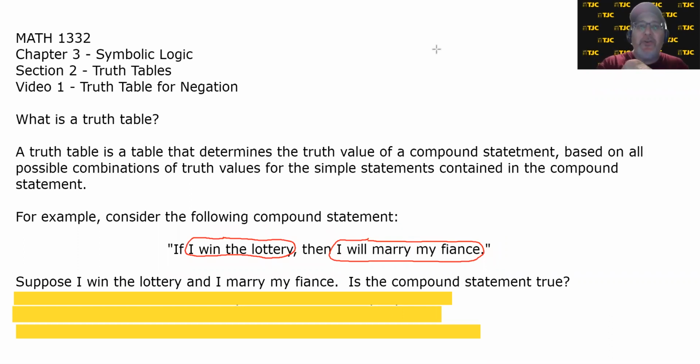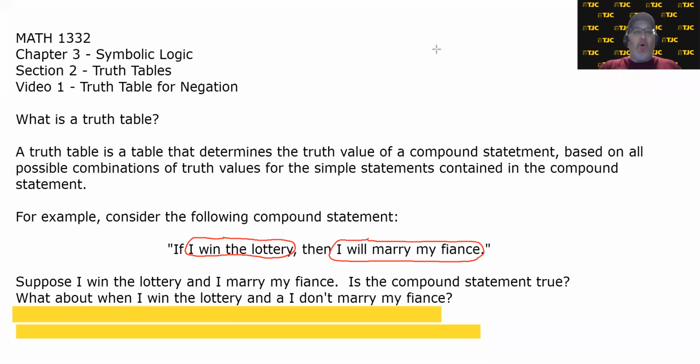But what if it's a different combination of truth values for the simple statements? For example, what about when I win the lottery, which means that the antecedent would be true, and I don't marry my fiance? I don't know why there's a stray A inside of that sentence. Let's make it disappear real quick. All right. So what about when I win the lottery and I don't marry my fiance? In other words, when the antecedent is true, but the consequent is false.